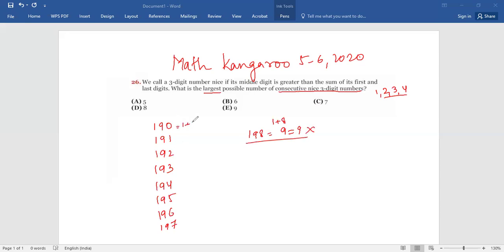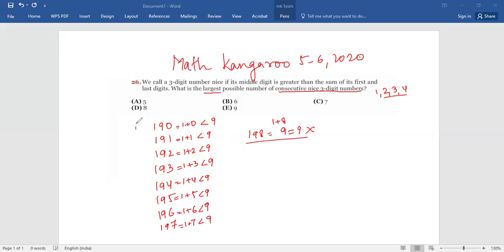Here, 1 plus 0 is less than 9. 1 plus 1 is less than 9. 1 plus 2, which is 3, is less than 9. 1 plus 3, which is 4, is less than 9. 1 plus 5 is less than 9. 1 plus 6, which is 7, is again less than 9. And 1 plus 7 is 8, which is less than 9. So this is not possible.